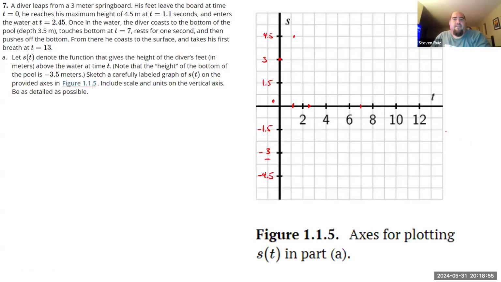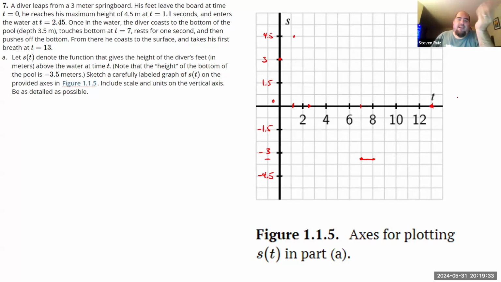Okay, let's go back. Are there any other points I need to worry about? Rest for 1 second. So that tells me that at time equals 8, he's still down there, right? So I think this little section here, I could have a horizontal line. All right, what happens from there? He pushes off the bottom, and from there, he coasts to the surface and takes his breath at time equals 13 seconds. So what happens at 13 seconds? That's when he comes back to the surface.